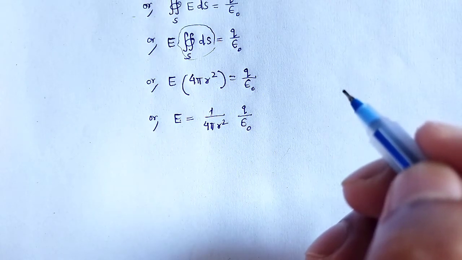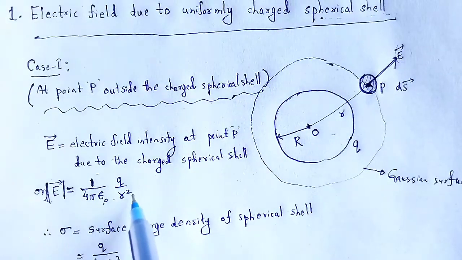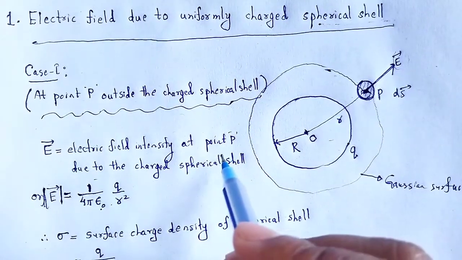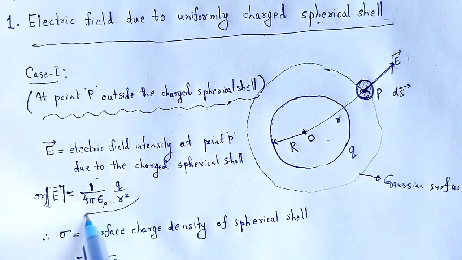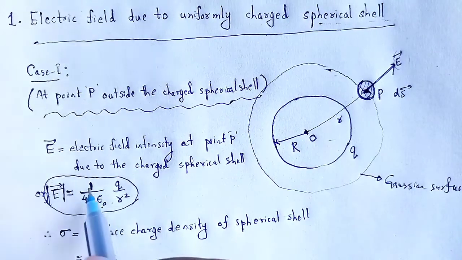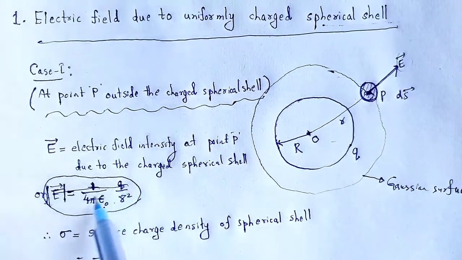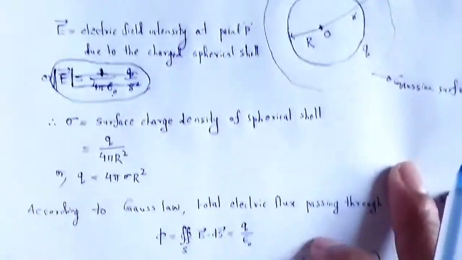Okay. Not that term, that is just the electric field intensity at point P due to that of charged spherical shell. That mathematical expression is not needed here. Okay, we have to calculate the electric field intensity at that point.